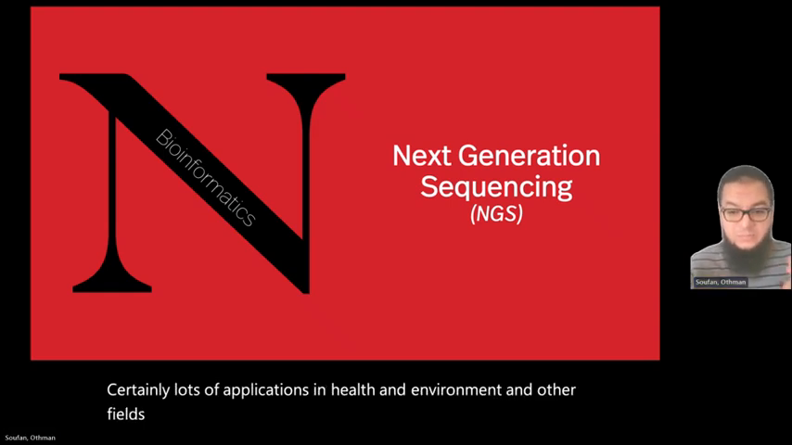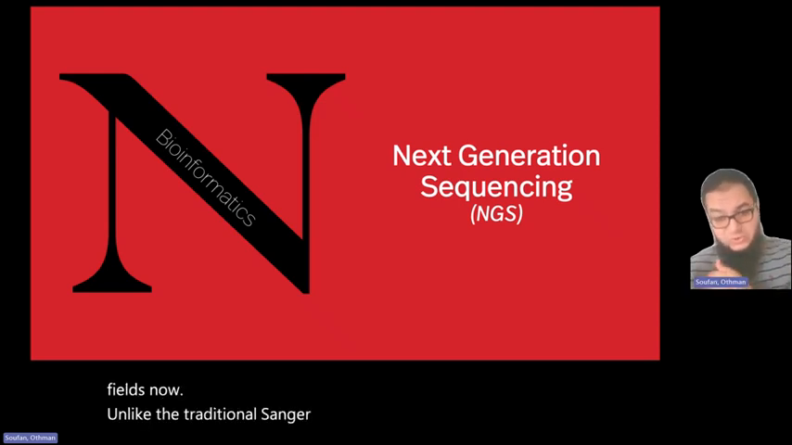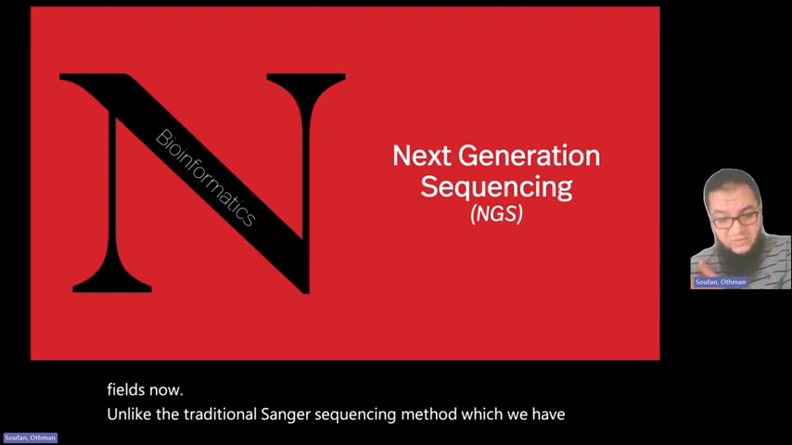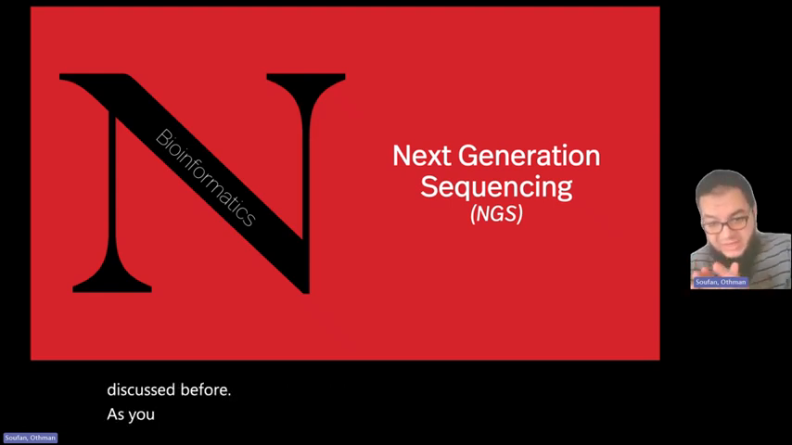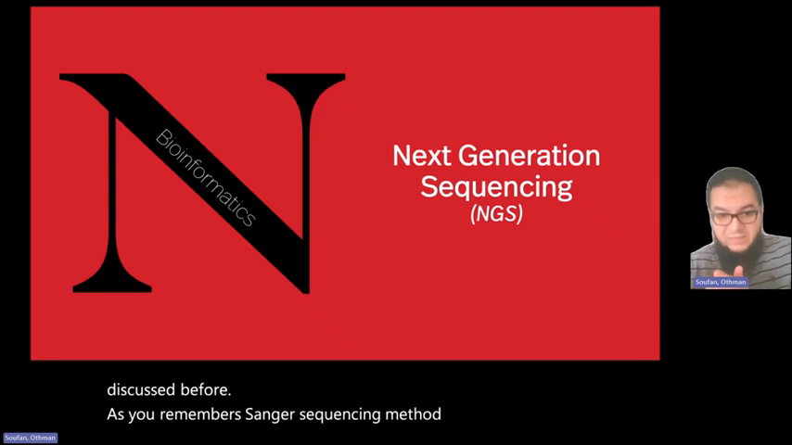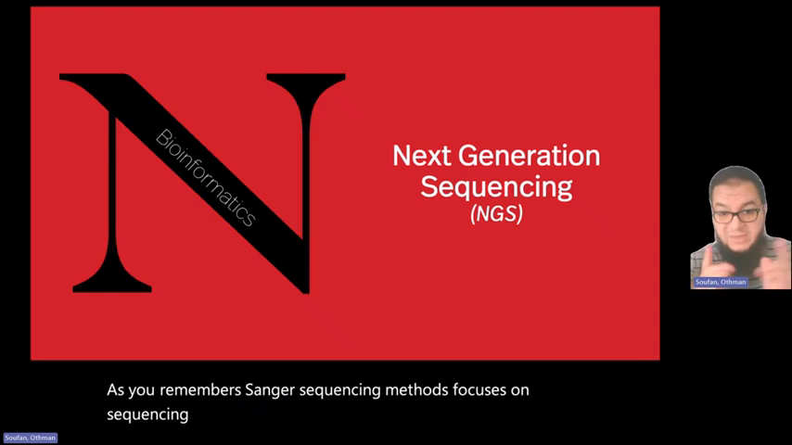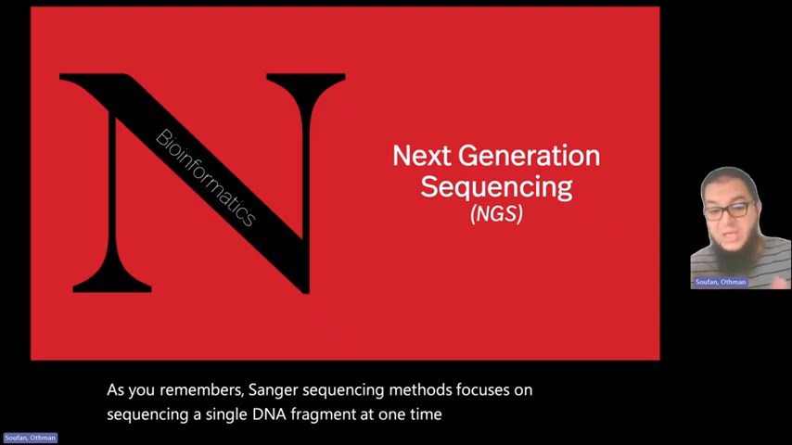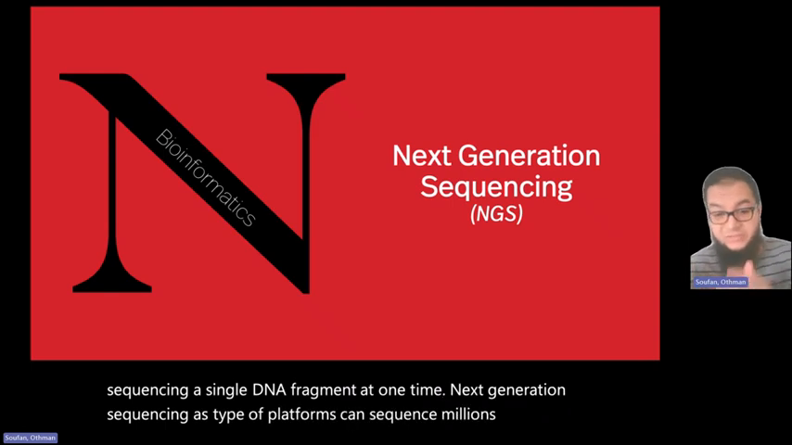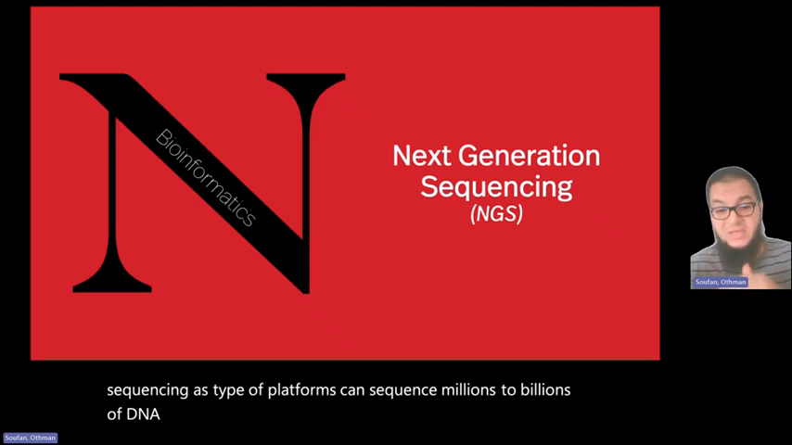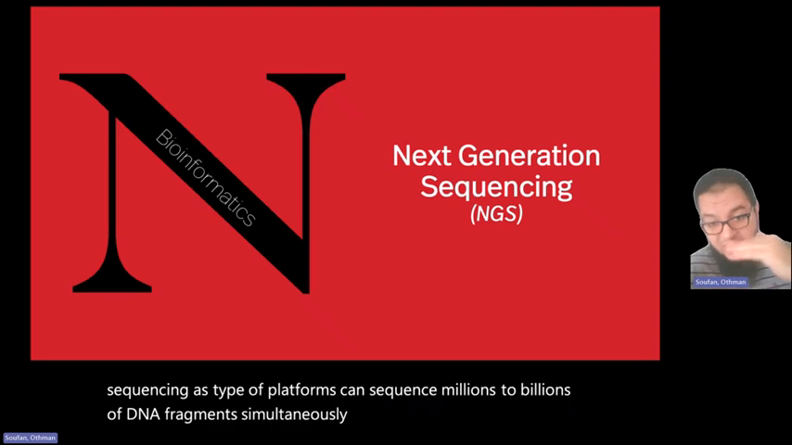Now, unlike the traditional Sanger sequencing method, which we have discussed before, as you remember, Sanger sequencing focuses on sequencing a single DNA fragment at one time. Next generation sequencing platforms can sequence millions to billions of DNA fragments simultaneously. That is what is meant by high throughput.